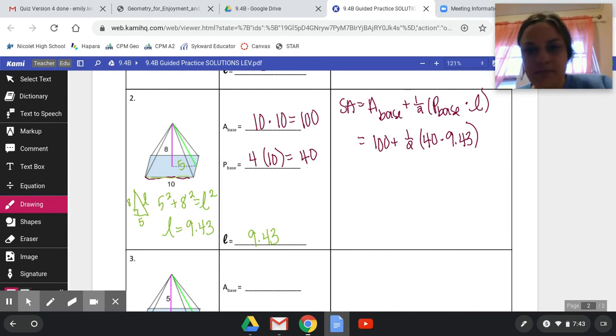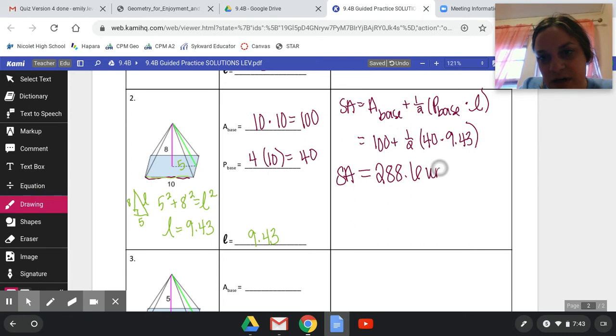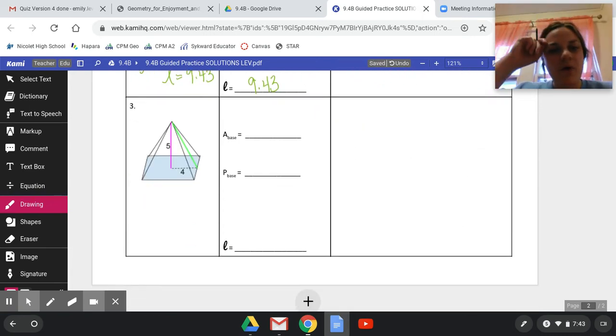So 100 plus, entering that all into my calculator, I get that my surface area is equal to 288.6 square units. Good? Okay, we've got one more practice problem here.